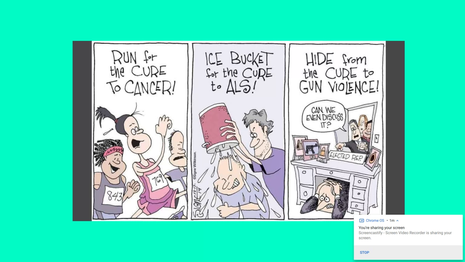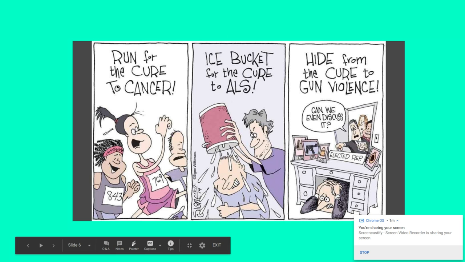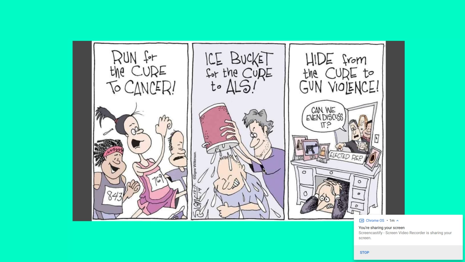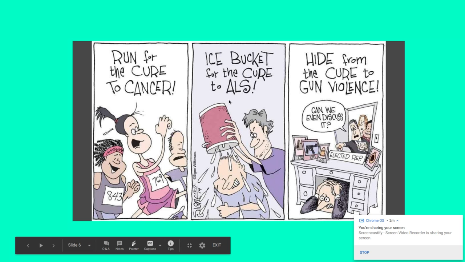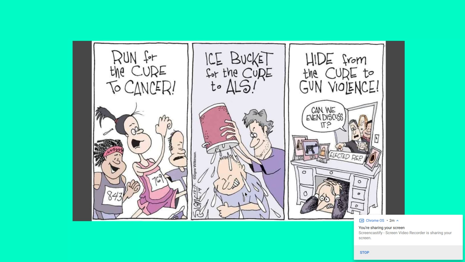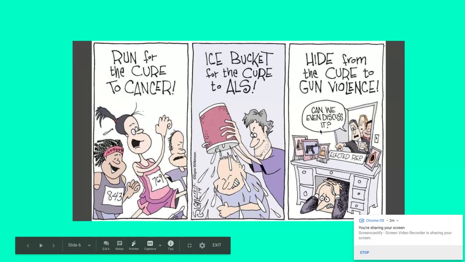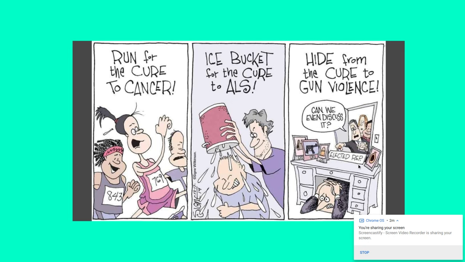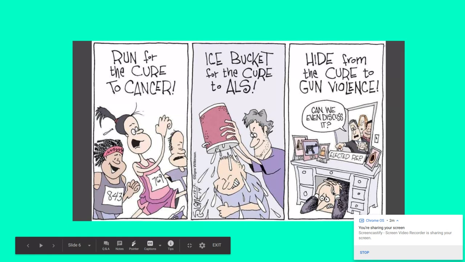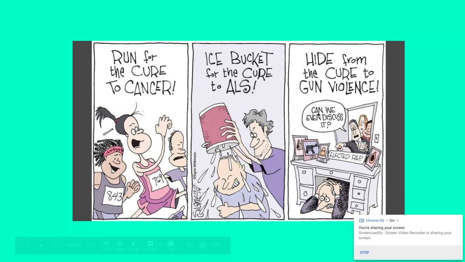Let's take a look at this cartoon here. In this first cell, we have people running, and it says, run for the cure to cancer. In this box, we have a man dumping a bucket of ice water on this other man, and it says, ice bucket for the cure to ALS. And in this last box, we have an elected representative, so that means a politician, hiding underneath his desk. We have a group of people holding a picture of a child, and it says, can we even discuss it? And it says, hide from the cure to gun violence.